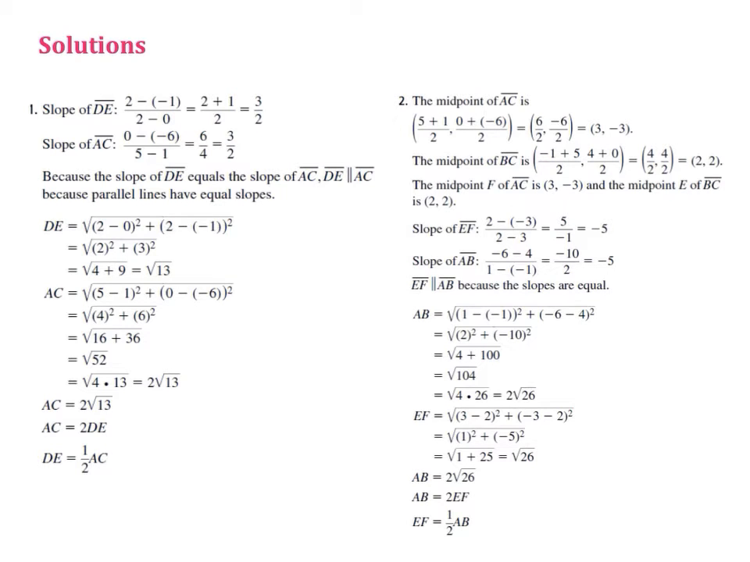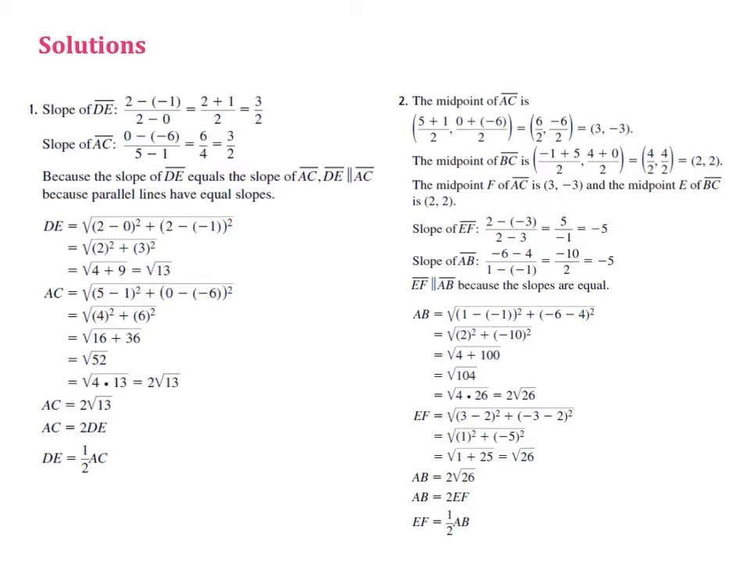Alright, here's all the work to support your answers to numbers 1 and 2. For number 1, our first step was to find the slopes. We found that the slopes were the same, so because the slopes were equal, we can conclude that DE is parallel to AC, because parallel lines have equal slopes. Then we find the length of DE and the length of AC using the distance formula. We found that AC was twice the length of DE. So we can conclude that DE is half the length of AC.